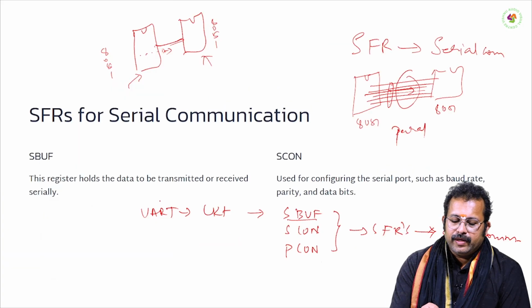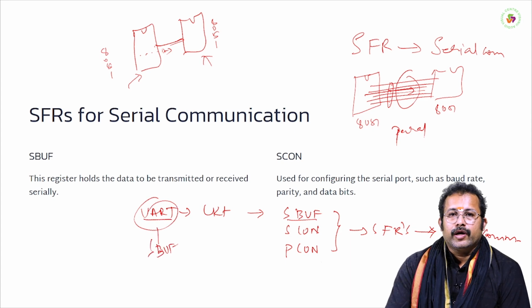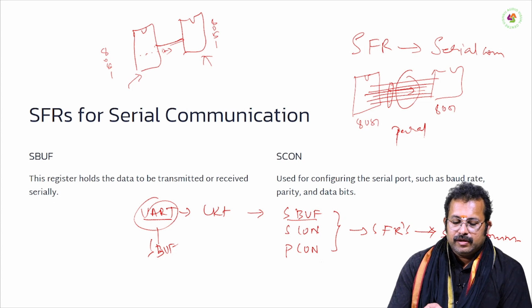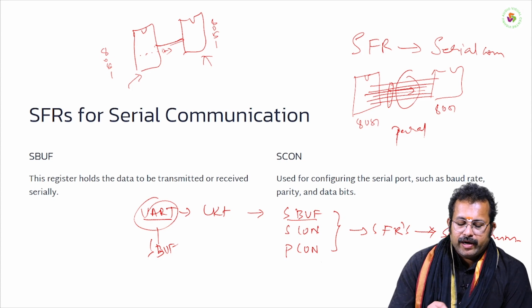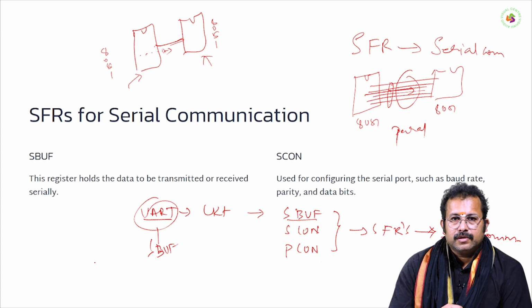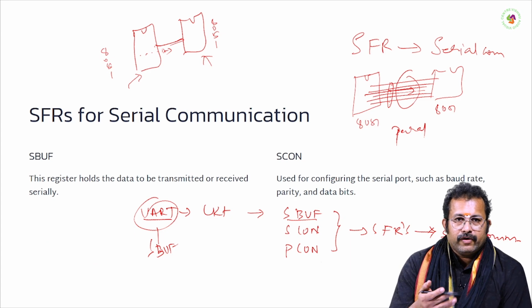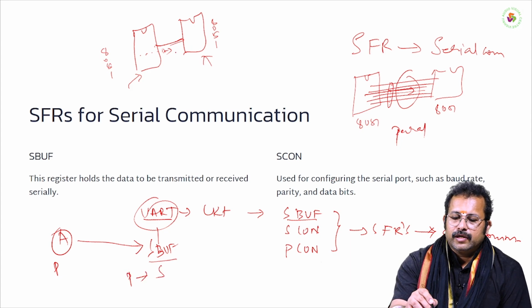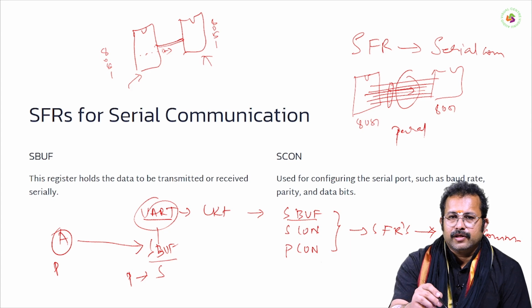The buffer register, that is SBUF, along with the UART, Universal Asynchronous Receiver Transmitter, will convert internal parallel data into serial. Let us say whatever data I want to send, I will put in the accumulator, that will be parallel data, and that will be moved to SBUF. Automatically it will be converted from parallel to serial. It will come out and travel one bit after the other on the single line.